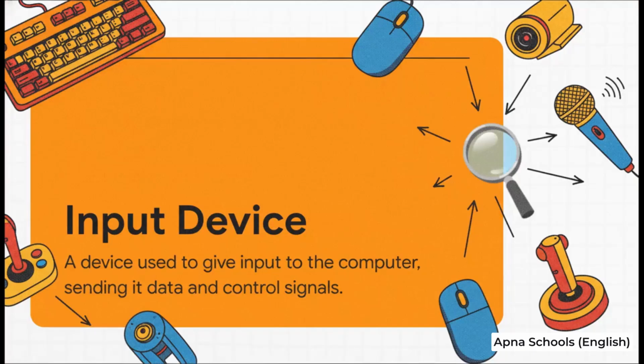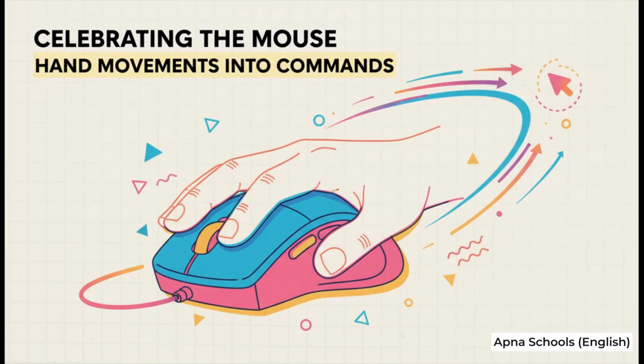So, what in the world is an input device? Well, it's pretty simple. It's any piece of hardware, anything you can physically touch or speak into that sends information to the computer. Think of it as your personal bridge from our world into the digital one. And for most of us, the most natural, intuitive input device has got to be the mouse. It's how we point, how we click, how we move around that visual world on our screen. It basically turns our hand movements into direct commands.